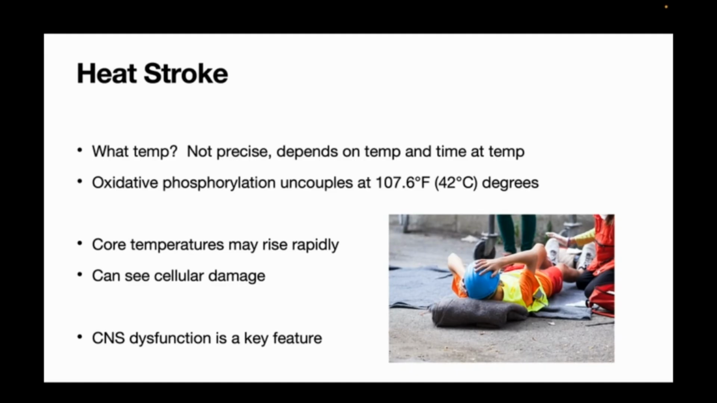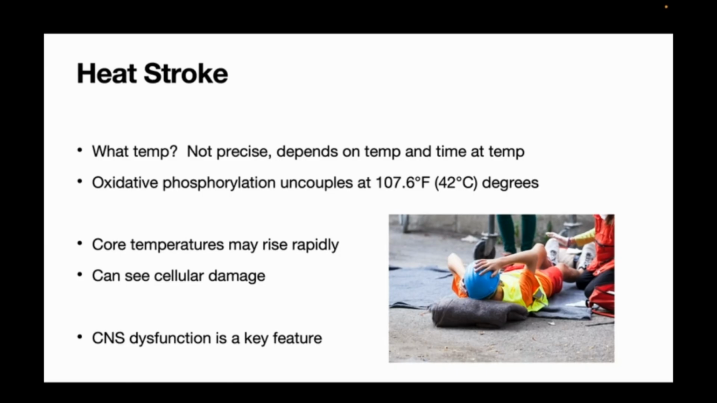So what temperature? There's not really a cutoff. We did discuss previously 39 degrees Celsius common with heat exhaustion, as well as up to 41 degrees. Now, oxidative phosphorylation uncouples at 42 degrees Celsius. So if someone's getting that hot, they're really in danger. But the definition of heat stroke relative to heat exhaustion, it's still CNS dysfunction that is the key feature.